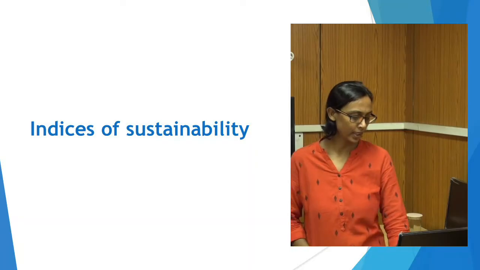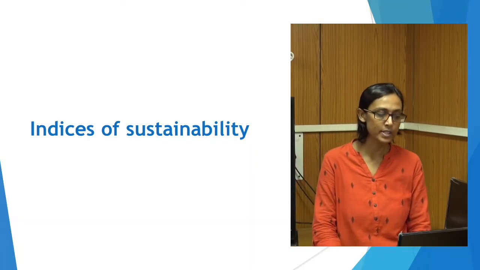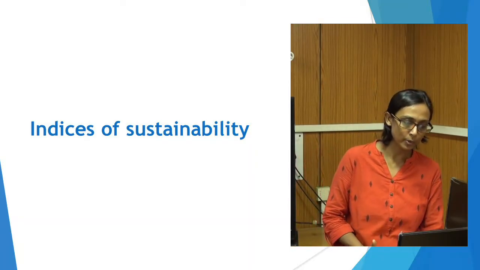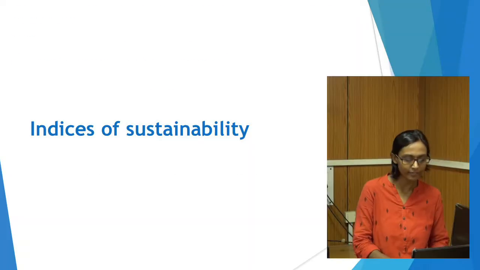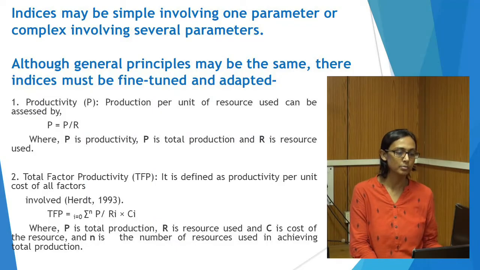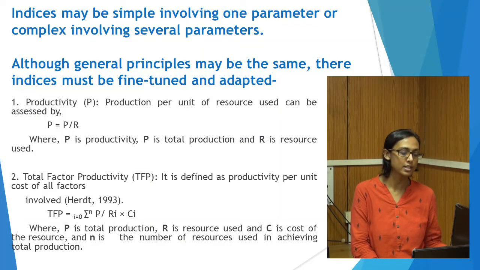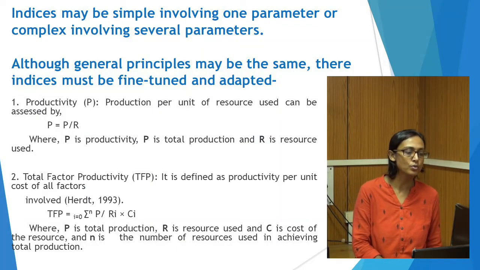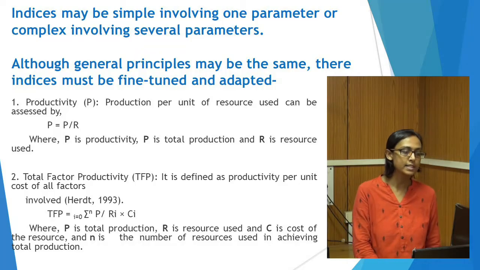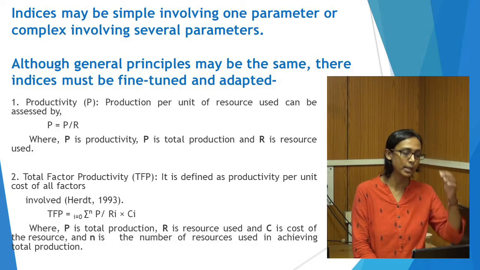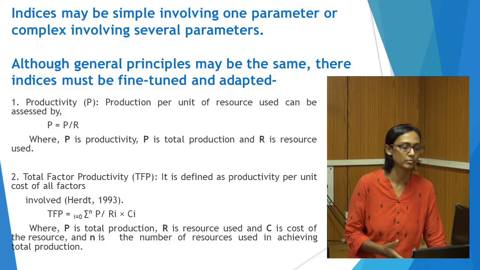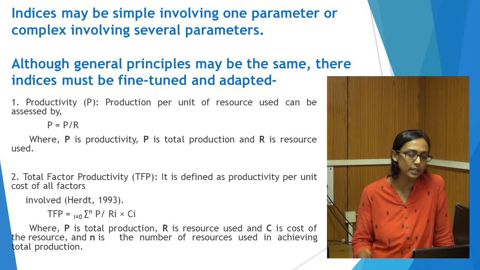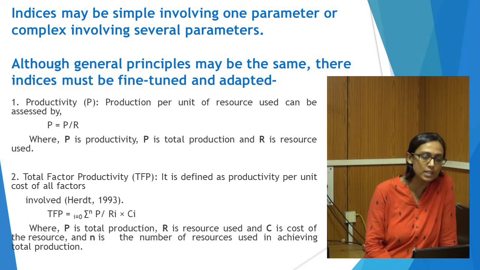Now, to judge a system to be sustainable, we have to talk about indices of sustainability so that we can quantify whether the system is sustainable or not. Indices may be simple, involving one parameter, or complex, involving several parameters. Although general principles may be the same, the indices must be fine-tuned and adapted to local situations.